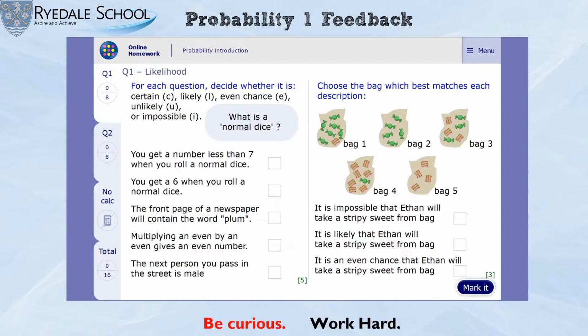Do bear in mind that if this is a task that you've done or a task that you're about to do, your numbers will likely be different to the questions that I have.